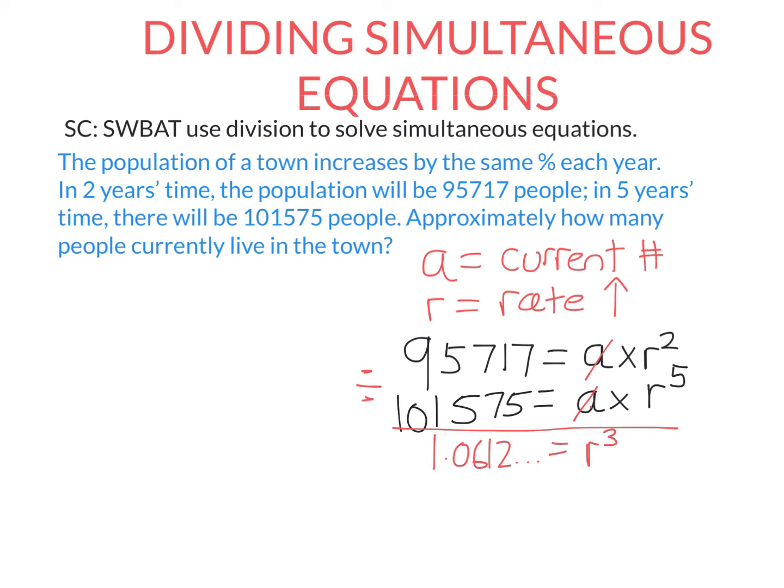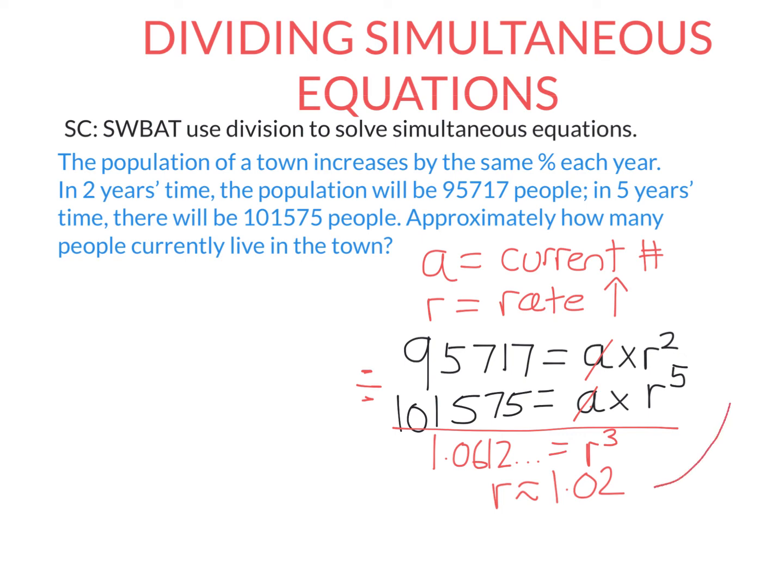So to solve for R, what I do is cube root both sides. So the cube root of 1.0612 and so on is about 1.02. So what that means is the population of the town is increasing by about 2% each year.